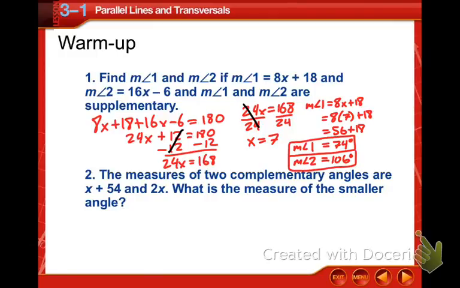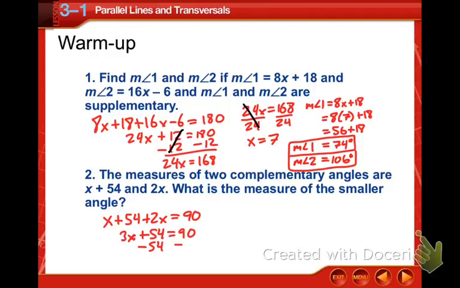Okay, so the second question says the measures of two complementary angles are here. What's the measure of the smaller angle? So x plus 54, and 2x. And it says they're complementary, so we know that they add to be 90. So x plus 54 plus 2x is equal to 90. So we now have 3x plus 54 equal to 90, combining like terms.